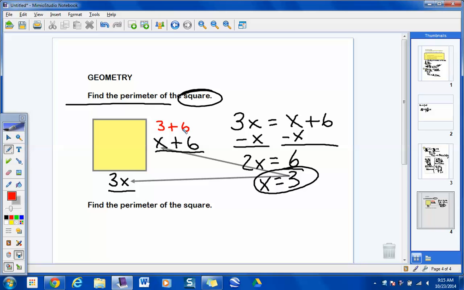You guys agree that this will be 3 plus 6, because I plugged 3 in for x, right? What's this distance right here on the right then? What is 3 plus 6? 9, right? Same thing down here. Isn't this distance now 3 times my x value of 3? Well, coincidentally, what's 3 times 3?